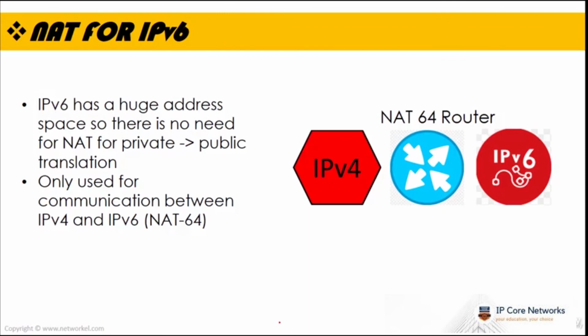So let's take a look at NAT for IP version 6 lastly. IP version 6 has a huge address space, so there is no need for NAT for private to public translation. NAT is only used for communication between IPv4 and IP version 6 devices, and this method is known as NAT64.